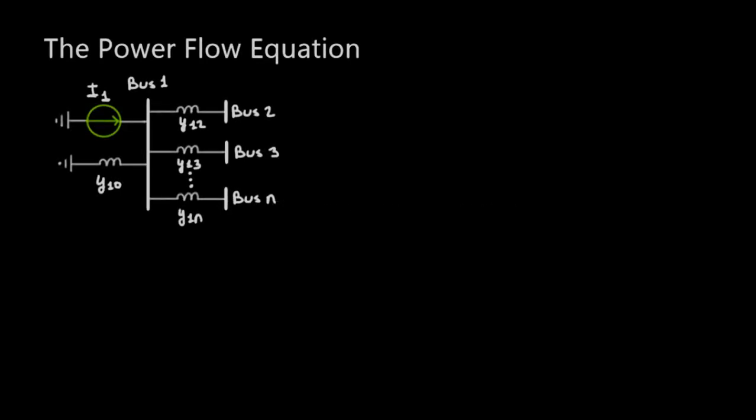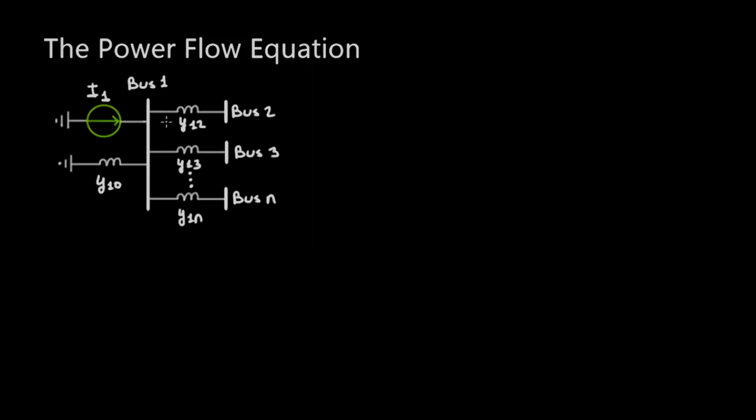Alright, so let's talk about the power flow equation and derive an expression for the general power flow equation before we dive into the Gauss-Seidel and the Newton-Raphson methods for solving it. If you consider this system, I've drawn everything in terms of the admittances, just like we did for the bus admittance matrix examples.